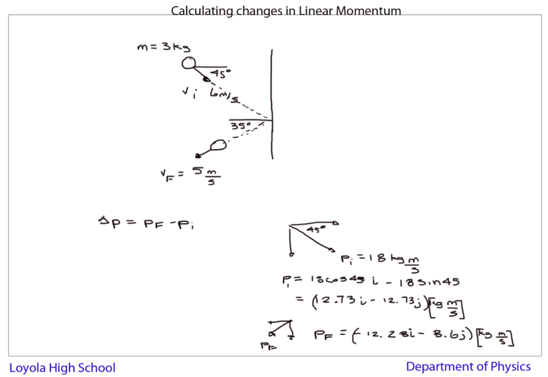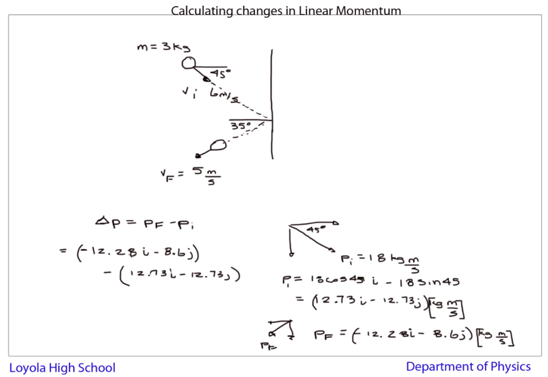So going back to my original delta equation, I basically need to do a vector subtraction. In other words, I need to take corresponding i's and j's and subtract. So this becomes negative 12.28 i minus 8.6 j, that's the final, minus the initial. And what's the initial? The initial is 12.73 i minus 12.73 j.